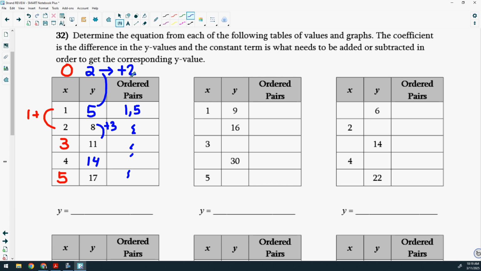Now to figure out our slope, we're going to find our change in y divided by our change in x. Our change in x is going to be 1, so we're really just looking at our change in y. Well, what is our change in y? The difference between our y values is +3. So we get 3 over 1, which is really just 3. So we can rewrite that as 3x plus 2.